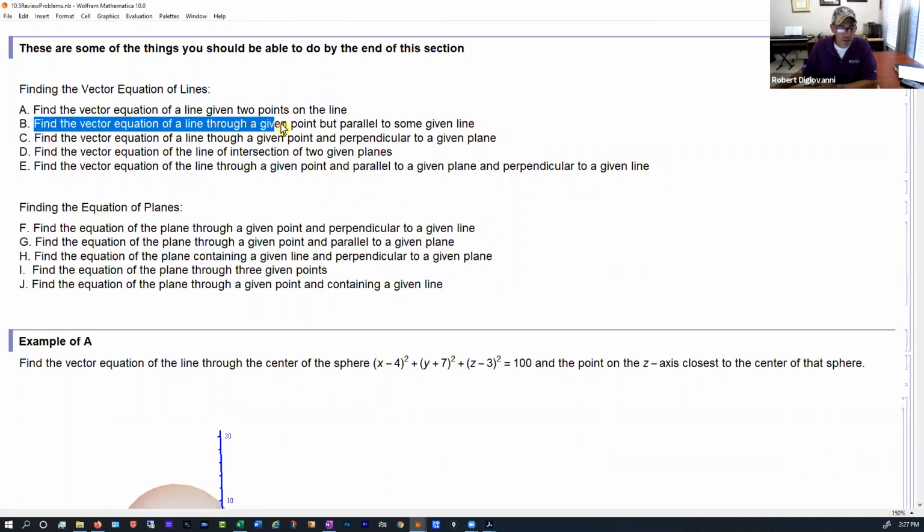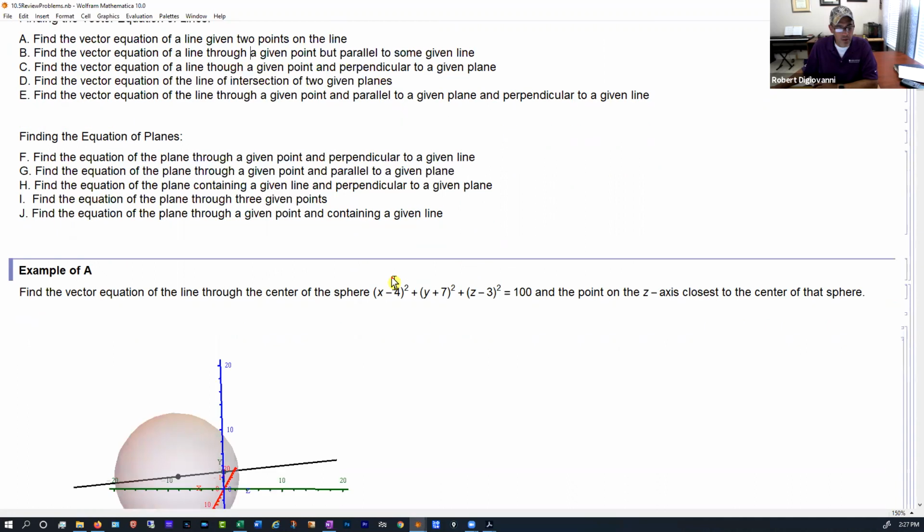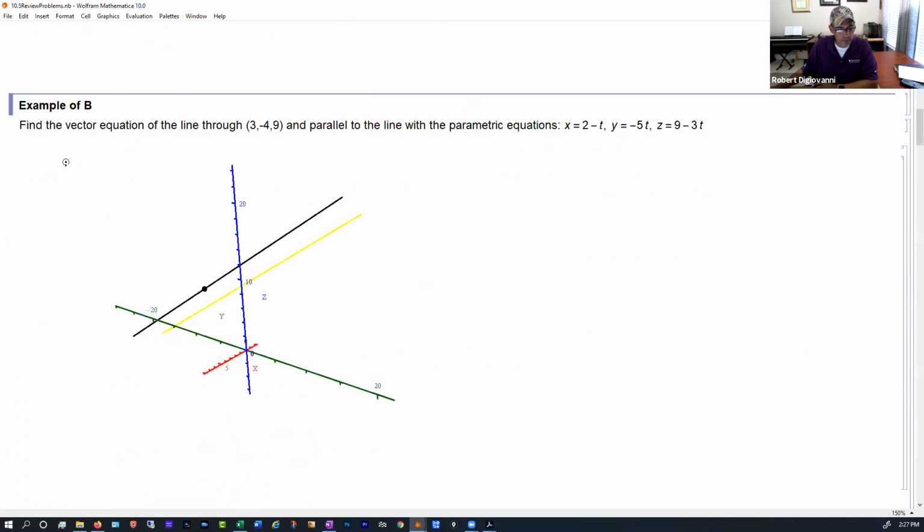Find the vector equation of the line through a given point, but parallel to some given line. So again, you're just trying to find the vector equation of the line, but I give you a point and then some line that's parallel to it. So here's the problem.